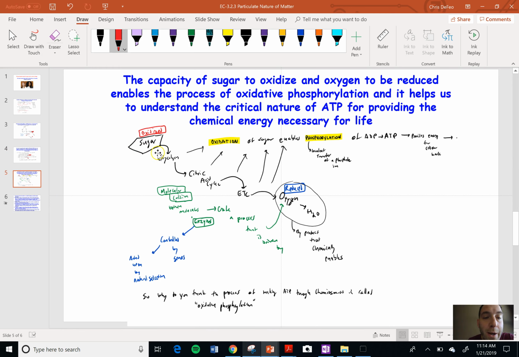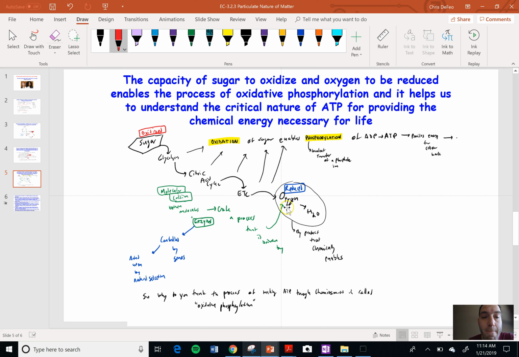Sugar, held together by covalent bonds, is oxidized through glycolysis, through the citric acid cycle. Ultimately, those electrons are shuttled through the electron transfer chain, and oxygen's reduced. Okay, remember, oxidation and reduction are coupled together. You can't have something oxidized if something else is not reduced. So this oxygen provides the driving force.